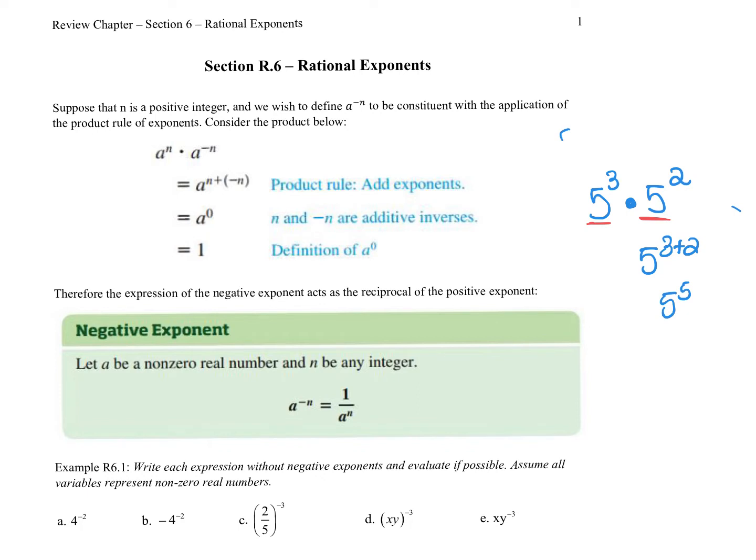5 to the third means 5 three times. So 5 times 5 times 5, times 5 squared, which means 5 two times. And all together here, it's 5 to the fifth power.